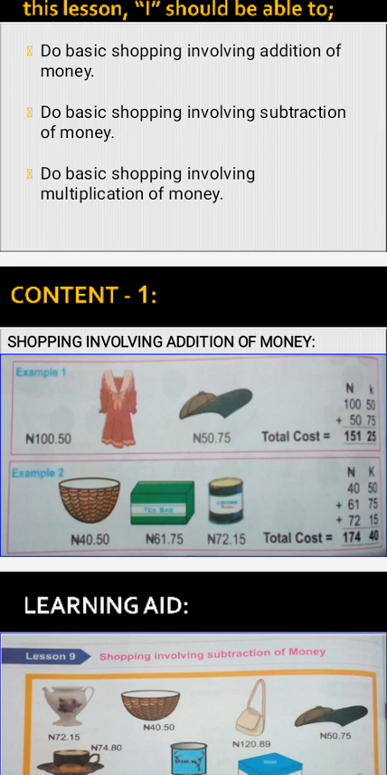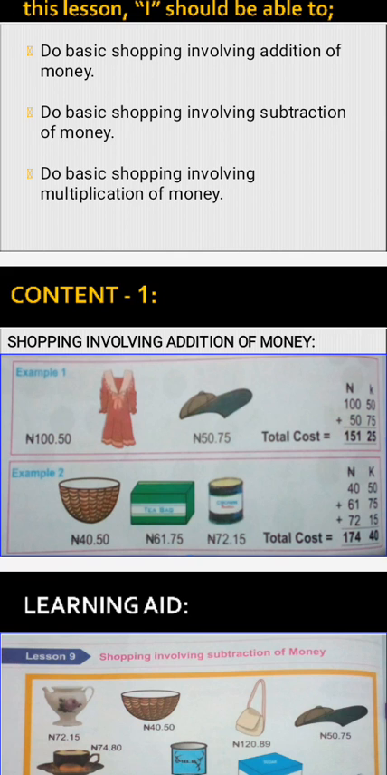Then example 2, there are 3 items to be bought. One is that basket, 40 naira 50 kobo. Then I think that's a pack of sugar, 61 naira 75 kobo, and the third item is 72 naira 15 kobo. So if I have to buy all these 3 items, let me see the amount that we need to pay. So we have everything together. If you cannot do the 3 additions at a time, do 2 first, then whatever you get from those 2, you add it to the third one. But here the 3 are being added together.